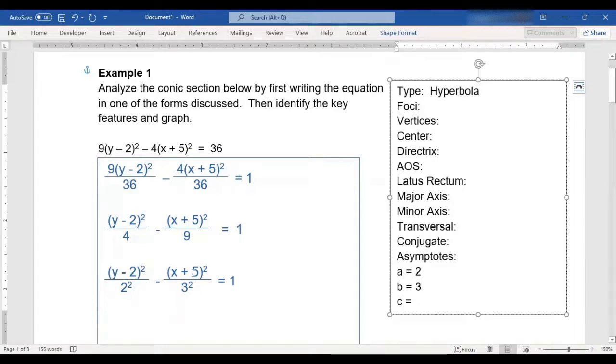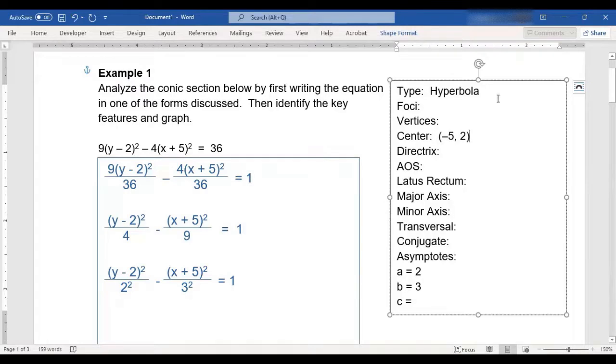That's why I like to write these as a number squared, because otherwise I might make a mistake and say that a is 4 and b is 9. So just be careful about that. And then (h, k) is our center. Remember, we're subtracting h and subtracting k, so that means h is -5 and k is 2. So we have h is -5 and k is 2.